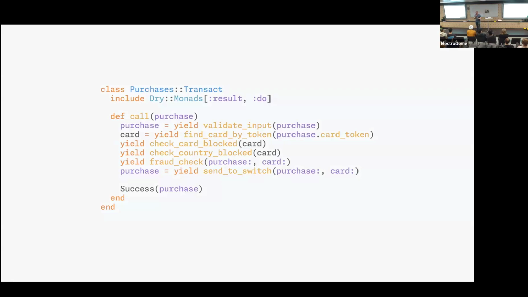The do part of dry monads allows us to split our code up into smaller methods, each which returns either a success or a failure. When the yield happens here and it sees a failure, it will stop in its tracks and return that immediately out of this method. It bails immediately. No if statements, no else, just yield. If we get right to the end, we will return a purchase object wrapped in success.